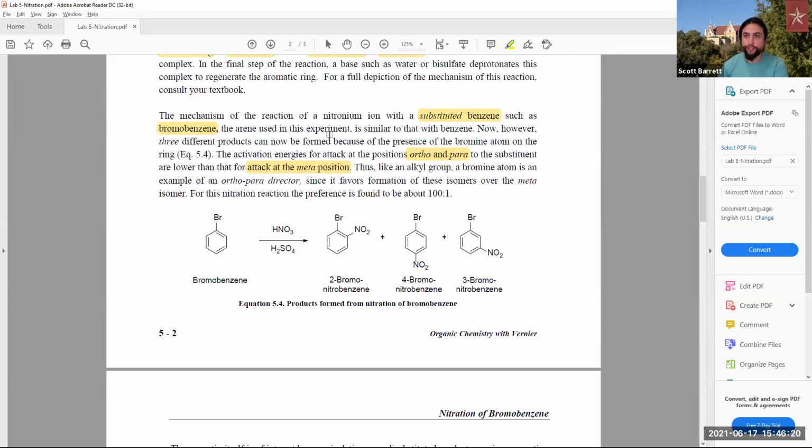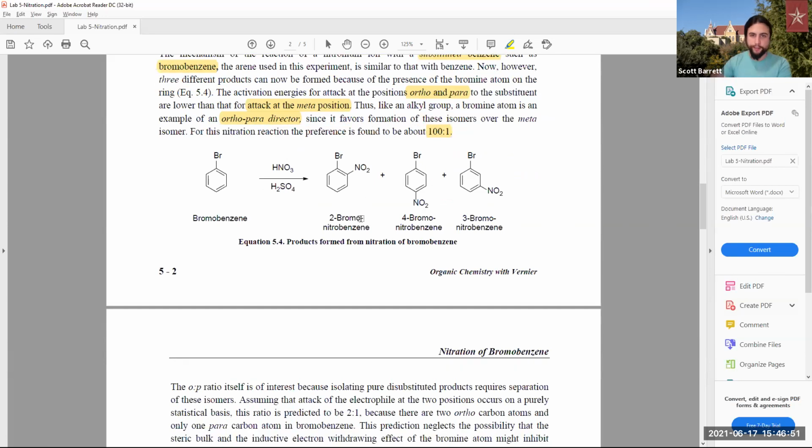And that will be another portion that we can cover within the mechanism as to why it would prefer not to attack meta. Thus, like an alkyl group, bromine is an example of an ortho-para director, since it favors the formation of these isomers over the meta. And they say for the nitration reaction, the preference is about 100 to 1. So that would be why, because they say like an alkyl group, the bromine is an example ortho-para director.